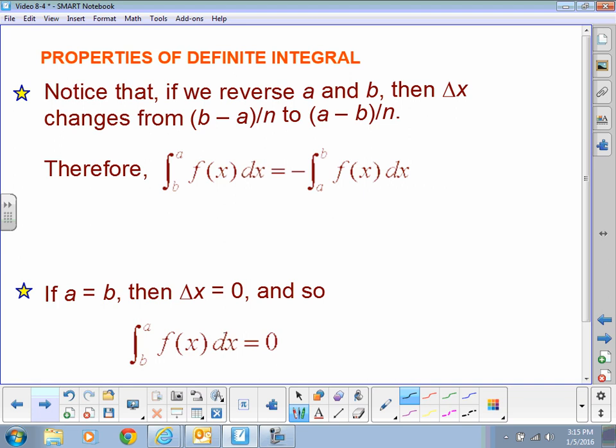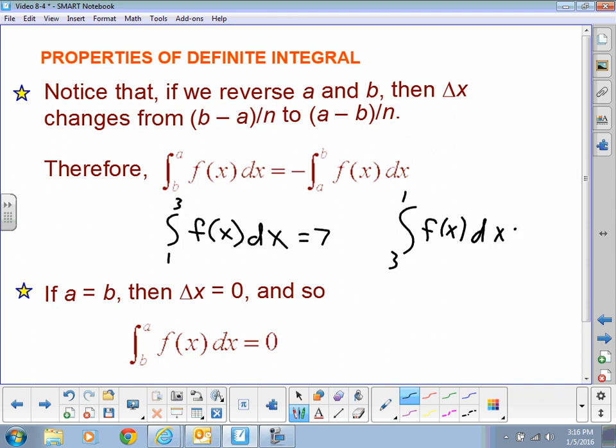So say we had the integral from 1 to 3 of f of x dx, and we knew that that was equal to 7. Well, if we did the integral from 3 to 1 of f of x dx, notice that when you switch the a and the b, it just negates the area under the curve. So now this would be negative 7.